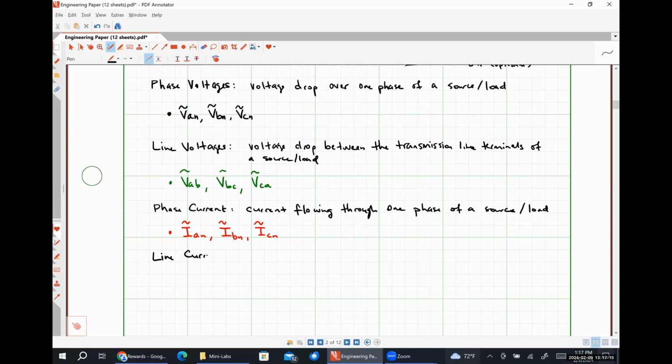Now let's define line currents. So a line current is simply current flowing through a phase of the transmission line.